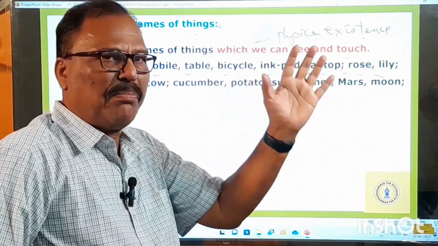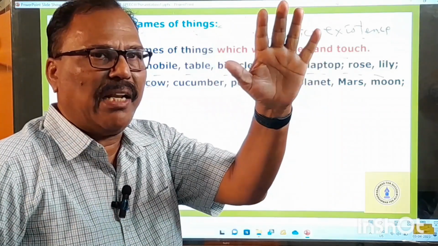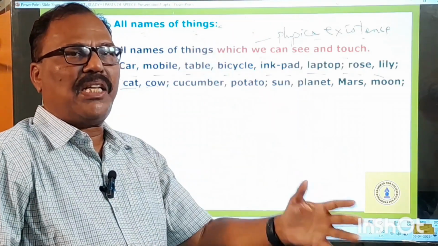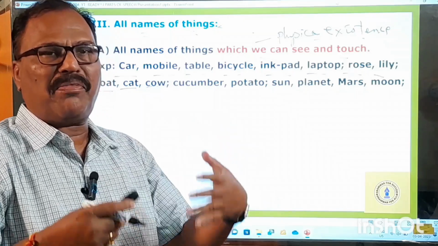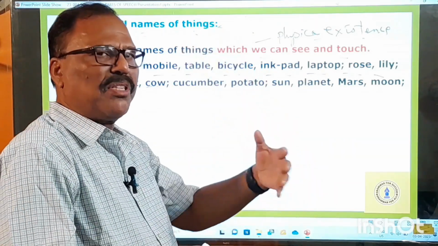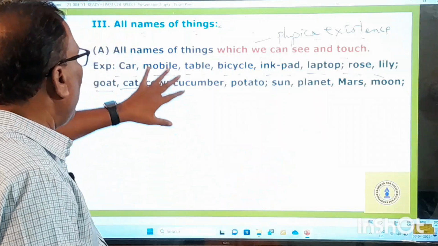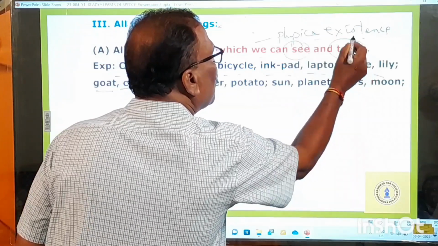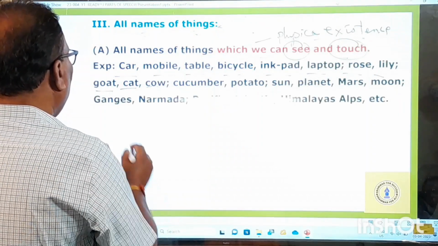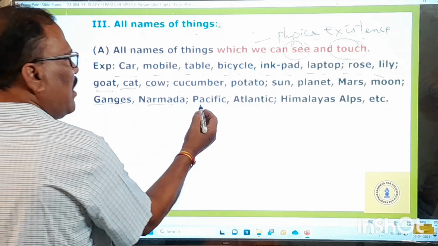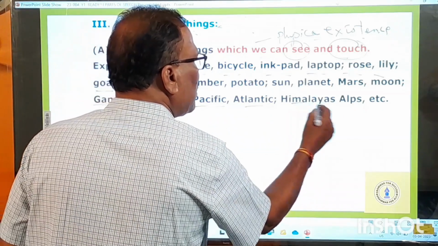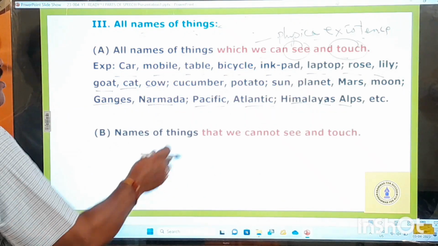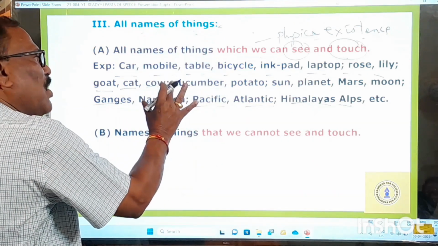Names of person, all names of person, nouns. All names of places, okay, done. And here under the category of things, all things will come. Names of trees, names of animals, names of creatures, names of reptiles, planets, all names, they are called. Okay, but the main feature of them is which we can see and you can touch. That's very important. So Ganges, they are rivers, Pacific, Atlantic, Himalayas, Alps. These are all things which we can see and touch.